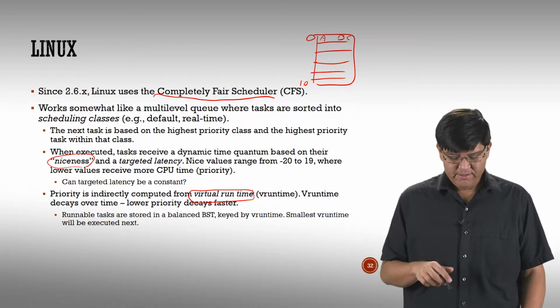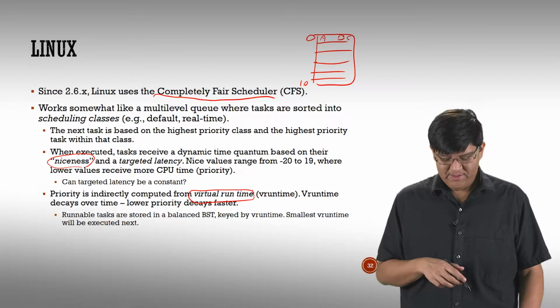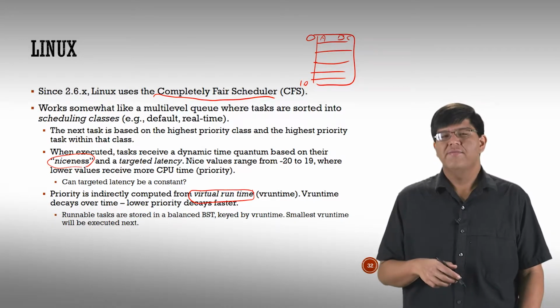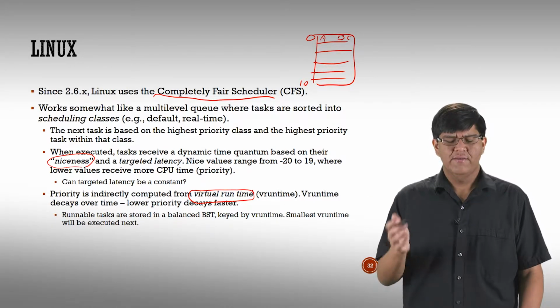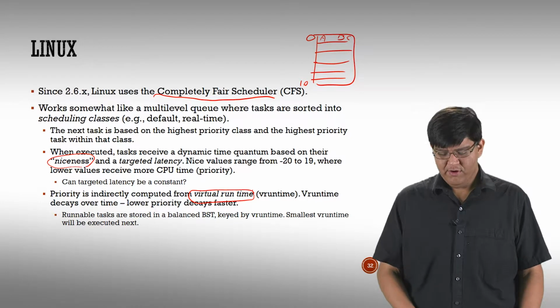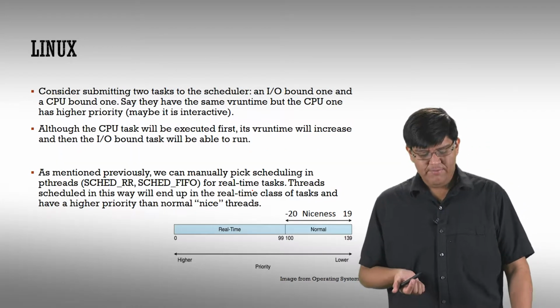Final note there is that runnable tasks are stored in a balanced BST. From that you can decide who to run next. That's not too important, but let's talk more about vruntime. So let's consider this example.